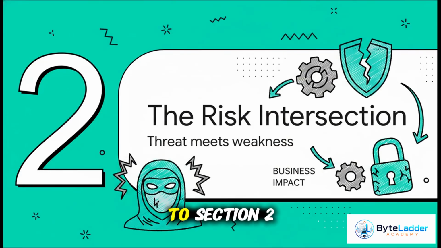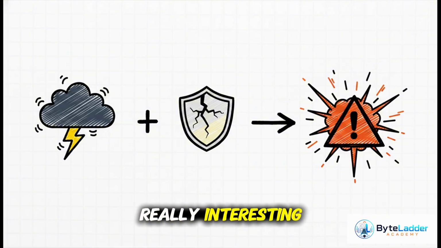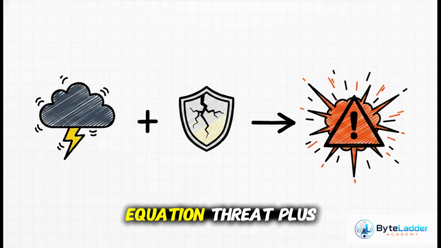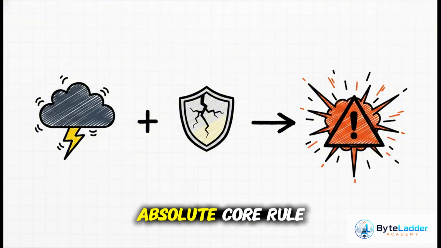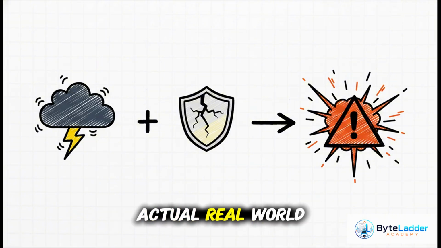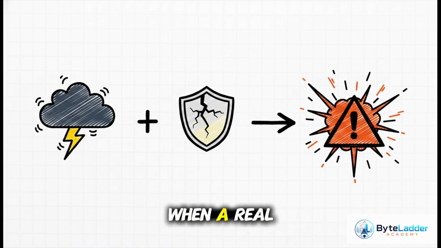Moving right along to Section 2, the risk intersection. Now, this is where things get really interesting. It's all about how we bring these two distinct elements together to create an actual business impact. Look at this equation. Threat plus vulnerability equals risk. This is the absolute core rule of cybersecurity defense. Risk is the actual, real-world possible loss, damage, or consequence that's created only when a real external threat lines up perfectly with a real internal vulnerability.